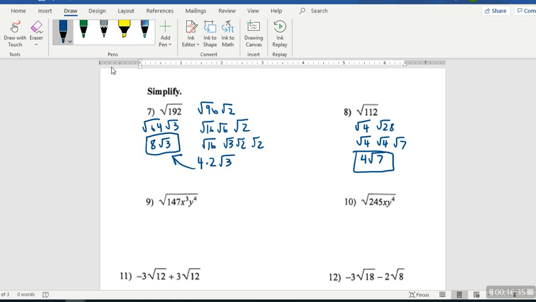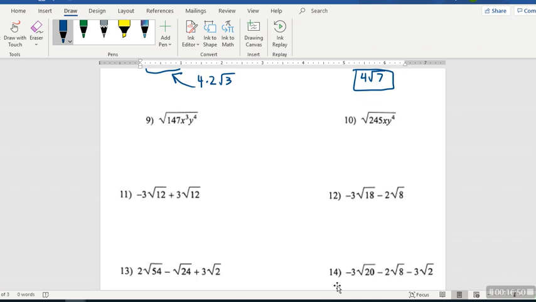Now, the fact that I got 4 for a coefficient tells me 16 would have gone into it from the beginning. So the quickest way to the answer would have been root 16 times root 7, or 4 root 7. All right, number 9.